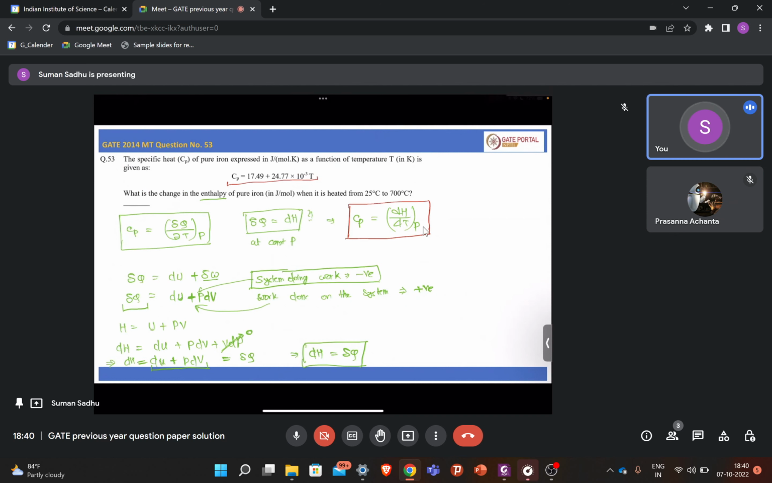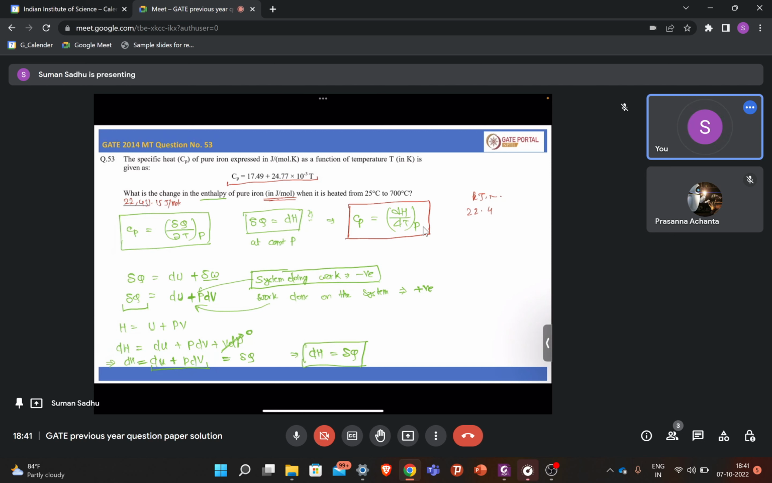So, what is the change in enthalpy of pure iron in joule per mole? You have to keep in mind the unit also. Sometimes they may ask in kilojoule per mole. That time you have to write 22.4. But if they ask in joule per mole, the answer will be 22,431.15 joule per mole. So you have to be very careful with the units also.